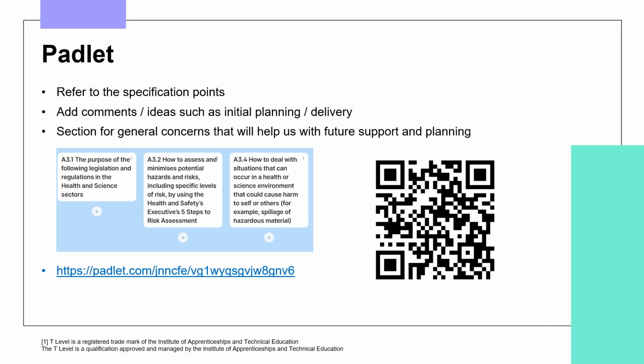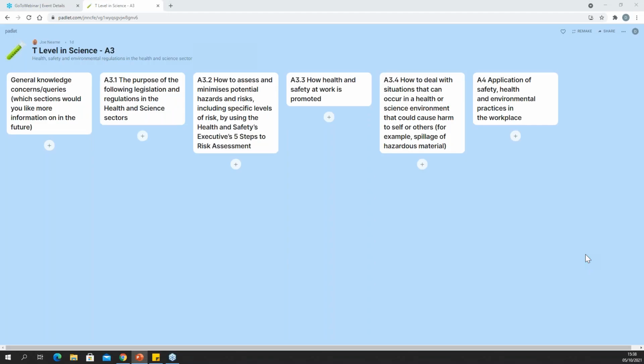Now, throughout the session, there will be a Padlet open for you to refer to the specification points that we will be covering. This will allow you to add any comments or ideas that you may have with the initial planning and the delivery of the A3 content. It can also be updated with any ideas that might pop up throughout the session to ensure we are sharing good practice amongst ourselves. There's also a section for any general concerns that will help us with the future support and planning of these knowledge webinars. And please be aware that that is just for general concerns around any other specification sections that you may have and want covered in the future.